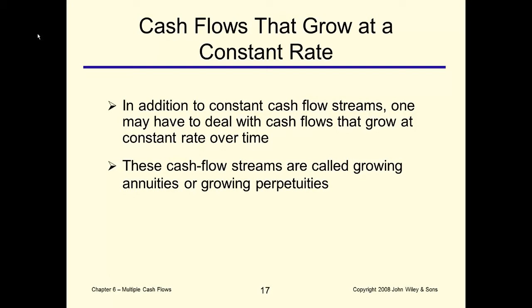An example would be retirement pay from a defined benefit program. Your benefit may grow at 2 or 3% each year as an adjustment for inflation. So you're receiving a known cash flow, but it's not the same. It's growing at a fixed percentage each year.